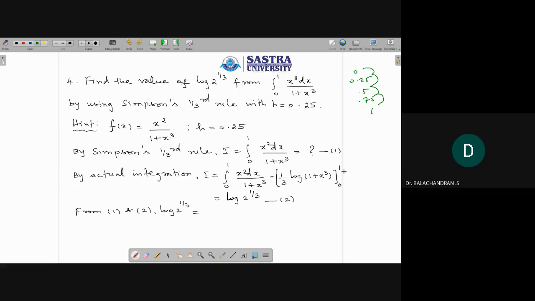Okay, so if you substitute the upper limit, we'll get 1 by 3 into log 2, minus log 1, which is 0. So 1 by 3 log 2, you can write as log 2 power 1 by 3 using properties of logarithm. Okay, first you should write this is equal to 1 by 3 log 2, and then log 2 power 1 by 3. So now from 1 and 2, you can easily find the value of log 2 power 1 by 3. Whatever value you are getting from here, you can write here. Okay, log 2 power 1 by 3 equals this value.